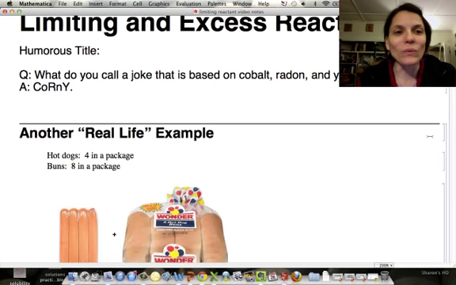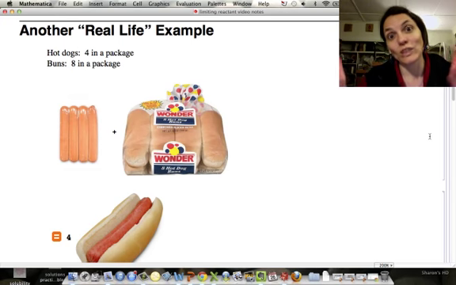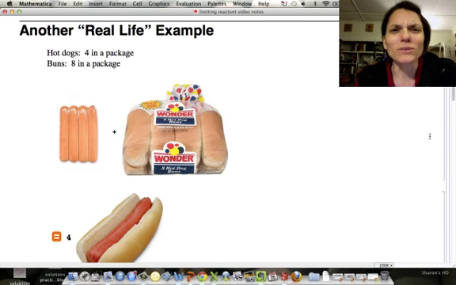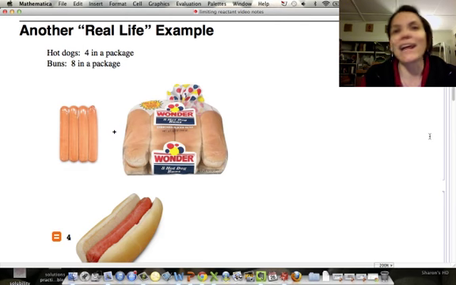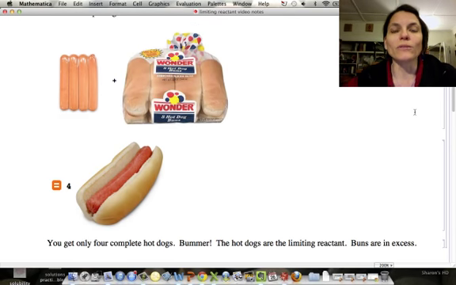All right, so where are we? Let's start with another real life example. Real life. Well, hot dogs are real life. So if you have a package of hot dogs that only has 4 hot dogs in it, and you have a package of buns that has 8 buns, okay, you already know where this is going. You get 4 hot dogs in a bun. Well, that's kind of a bummer because you're left with 4 buns left over.